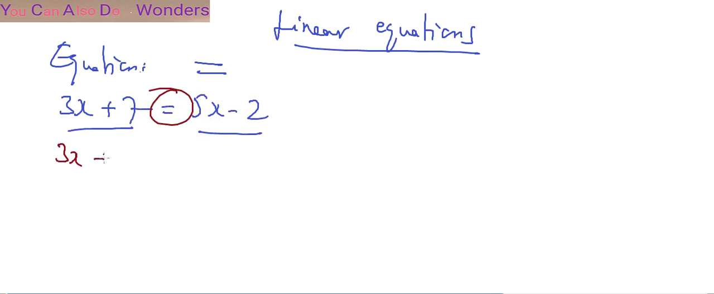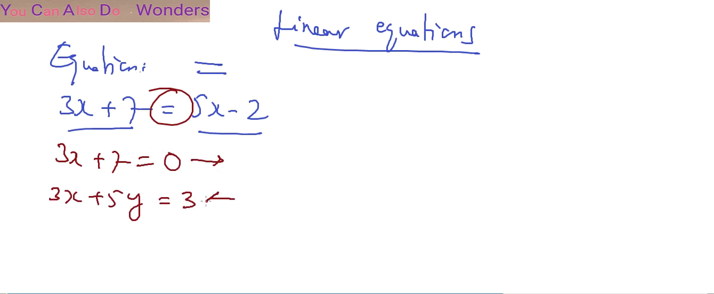Similarly, 3x plus 7 equal to 0 is also an equation. 3x plus 5y equal to, say, 3, this is also an equation. See here, this is an equation in one variable, that variable is x. This is an equation in two variables.